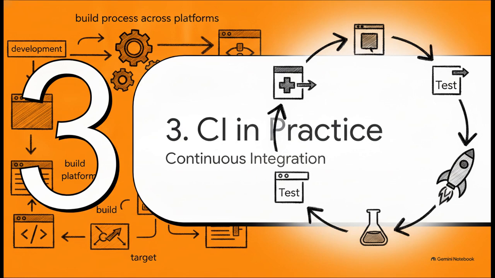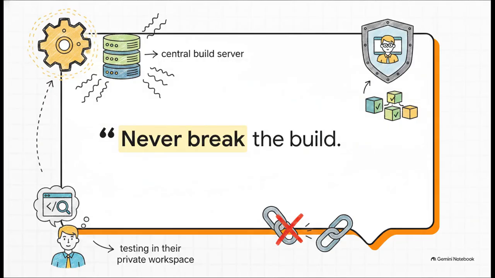Okay, so we know what a build is, and we know the 3 platforms. Let's look at Section 3, Continuous Integration in Practice. If you take nothing else away from this part, remember this dramatic golden rule of software engineering: never break the build. When you check your code into that central build server, it cannot, under any circumstances, cause the whole system to fail.